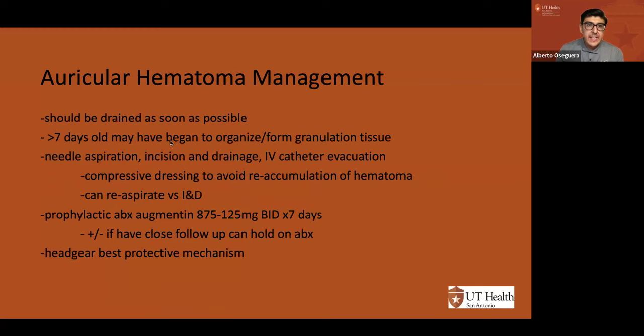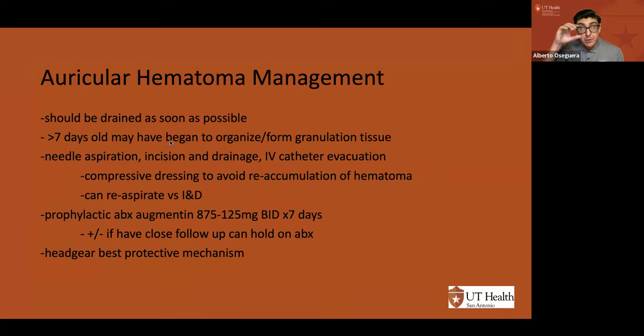It'll be, again, important to drain as soon as possible. If anything over 7 days presents to your clinic, at that point it might be important to refer, just because that hematoma has probably already started to organize and form some granulation tissue.